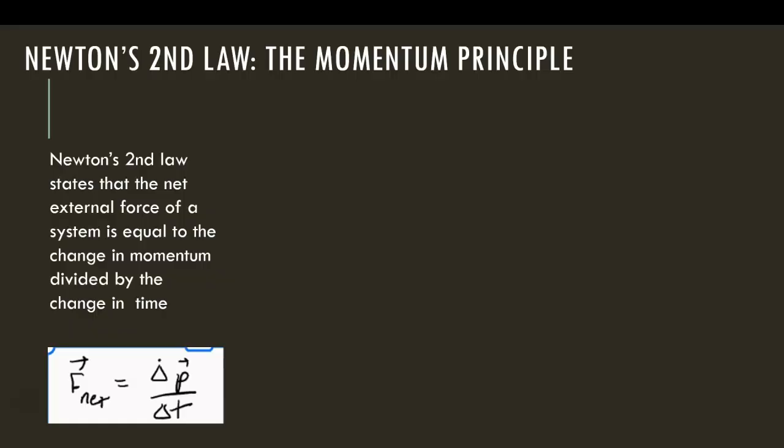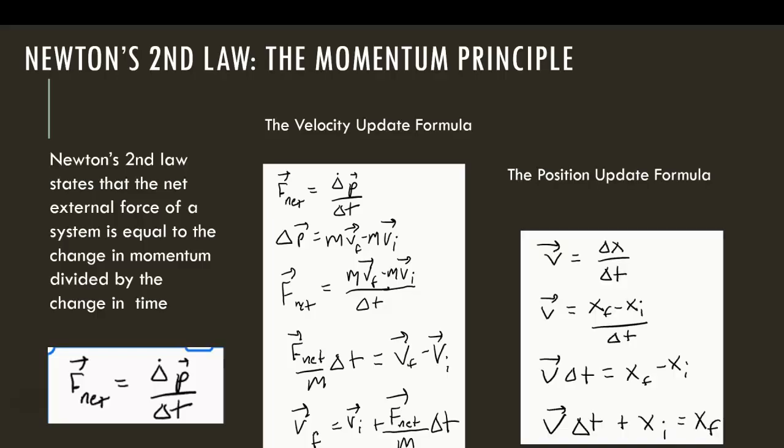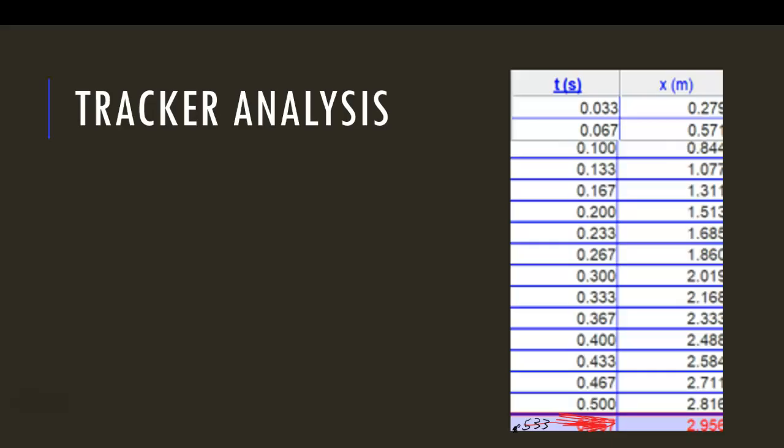So the main physics principle used in this lab is known as Newton's second law, otherwise known as the momentum principle, which basically states that the net external force of a system is equal to the change in momentum divided by the change in time. And with some algebraic rearranging, you can find the final velocity of a system using the initial velocity, if you have the initial velocity, the net force, the mass, and the change in time. And with the velocity, you can find the position update with the position update formula.